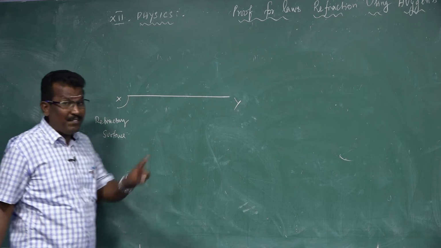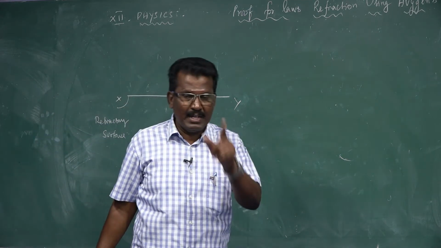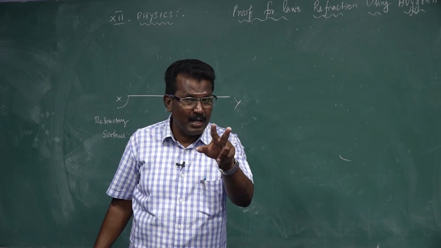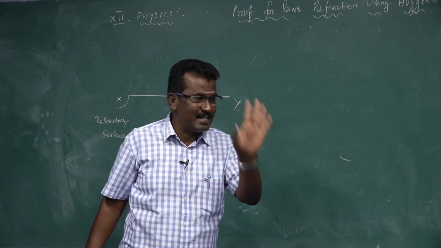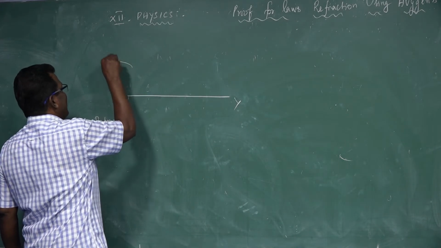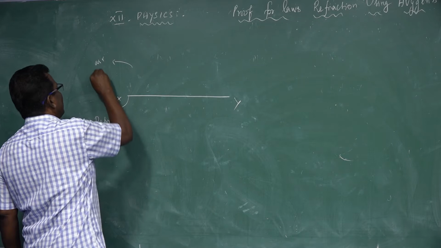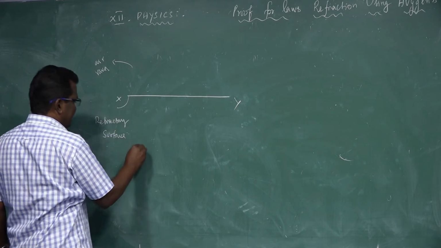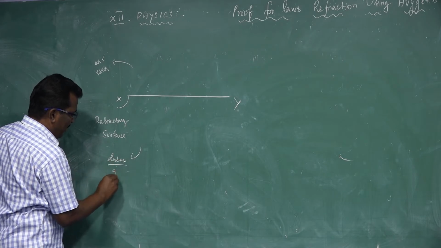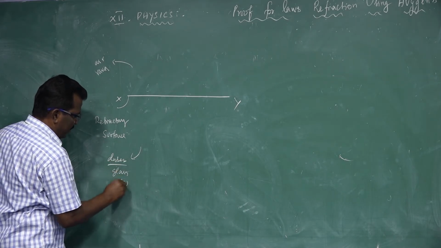Refracting surface, not reflecting surface. If it is a refracting surface, it is the surface which separates the two media. One is a rarer medium, another one is a denser medium. Let us consider this is a rarer medium, suppose air. This is a denser medium. It may be glass or water.